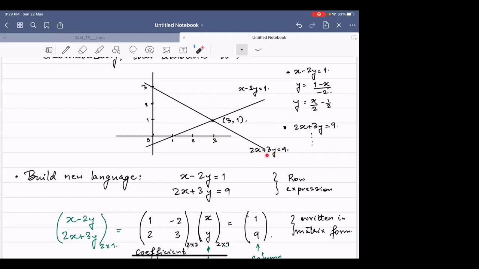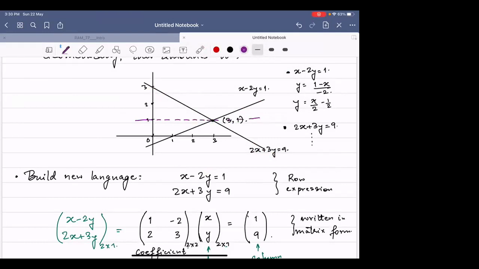So eliminating a variable is like making this line parallel to the x-axis. Geometrically, what we are seeking is a line that is parallel to the x-axis. If I want to eliminate x, I want a line parallel to the x-axis passing through the point 3, 1. Now what is that line parallel to the x-axis passing through the point 3, 1?